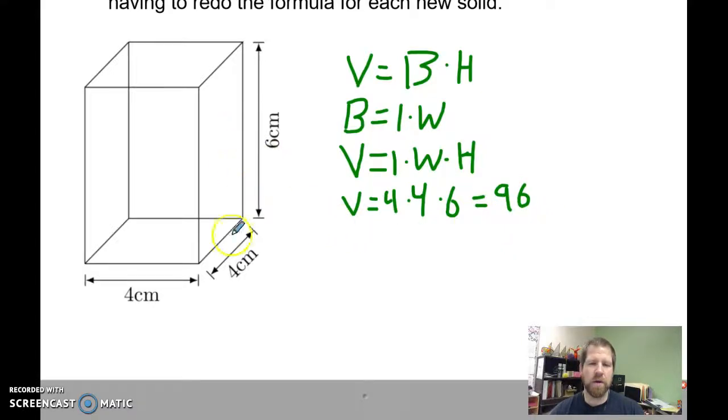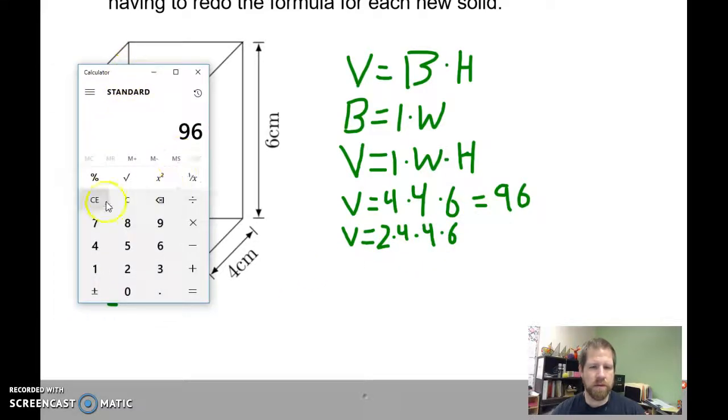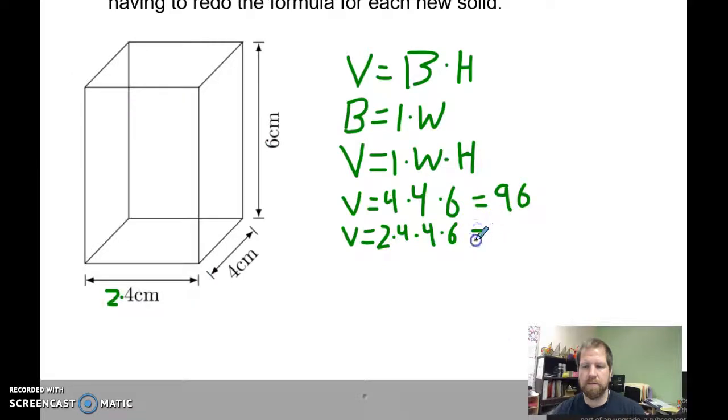Now, what happens if I go ahead and double this side? Instead of 4, this is 2 times 4. This will be 8. My volume is 2 times 4 times 4 times 6. So this is me doubling my length. 2 times 4 times 4 times 6 is 192. Well, that looks like that's twice as much to me, twice as much as my original.